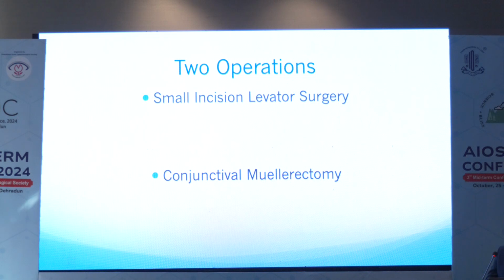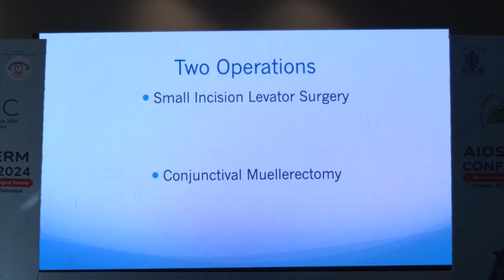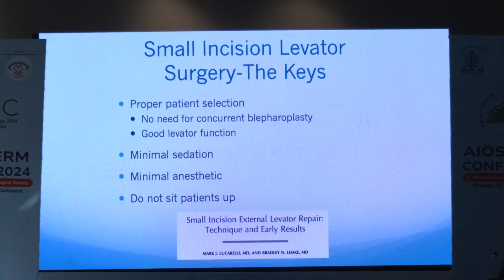So there are two procedures that I would consider for the small, 10-minute ptosis repair. One is a small incision levator surgery. The second is a conjunctival Müllerectomy. The small incision levator technique was described by Mark Lucarelli and Brad Lemke, probably two decades ago. There are a couple of caveats with this surgery. You should not perform concurrent blepharoplasty. So these are cases where you don't want to take additional skin. It's just ptosis only. They have to have good levator function.